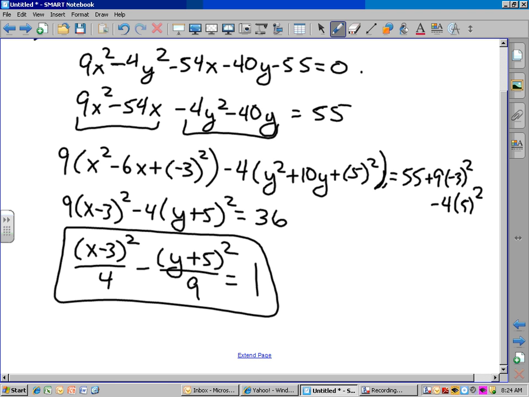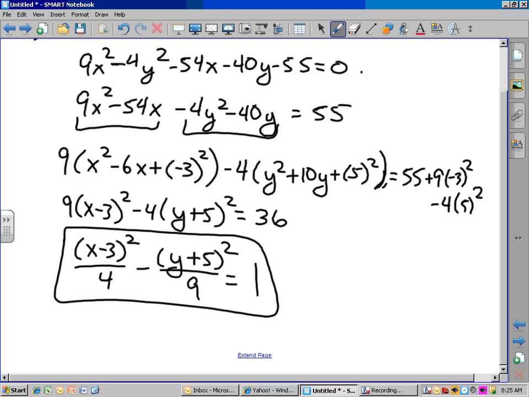We know what a squared is. We know what b squared is. We know what the center is. We know the transverse axis is the x-axis. Conjugate axis would be the y. I'm not going to go through finding all the parts. Okay, we just did that. But we got it to the point where we can now find all of its parts.